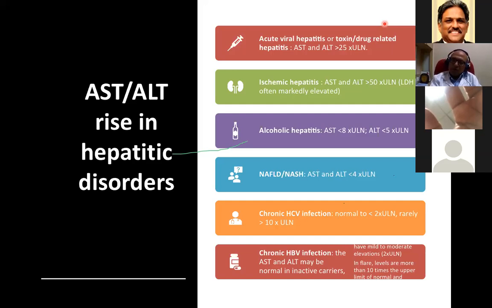And in chronic hepatitis B and C, there are certain patterns. So in HCV, normally there is not such a significant rise in ALT and AST. Maximum you might see is more than 10 times upper limit of normal, but most of them tend to be around 2 to 3 times upper limit of normal.